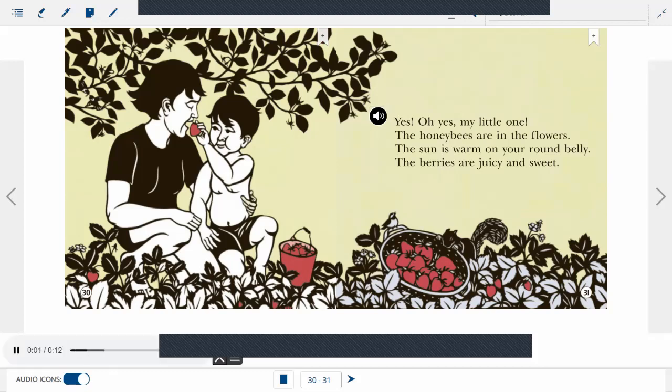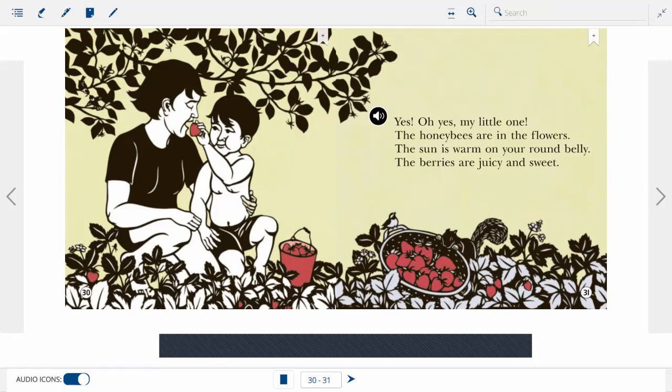Yes. Oh, yes, my little one. The honeybees are in the flowers. The sun is warm on your round belly. The berries are juicy and sweet. So when I see the word honeybees, I can see two words, honey and bees. I know that honey is sweet and it's a sticky liquid. And I know that bees are insects. Honeybees must be bees that make honey. And when we say something's juicy, that means it's full of juice.